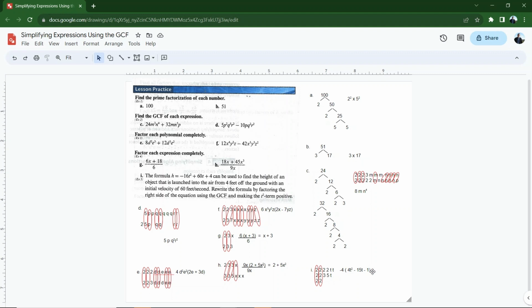And let's just double check to make sure this distributes back in to make this. Negative 4 times 4t squared is negative 16t squared. Negative 4 times negative 15t is going to be plus 60t. And then negative 4 times negative 1 is plus 4. That is how you do factorization using the greatest common factor.